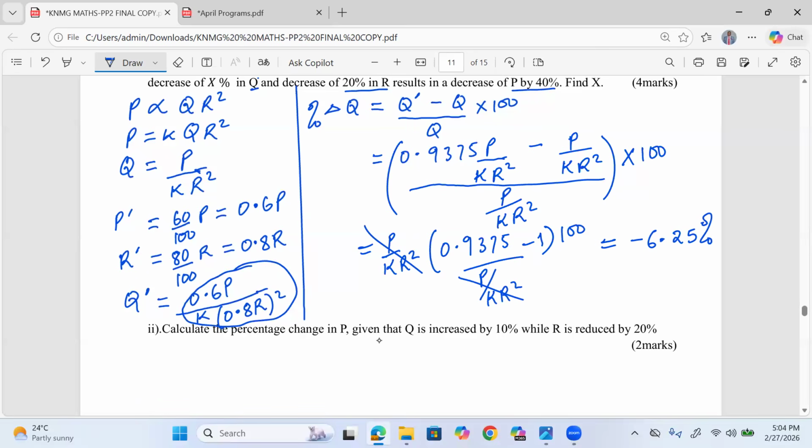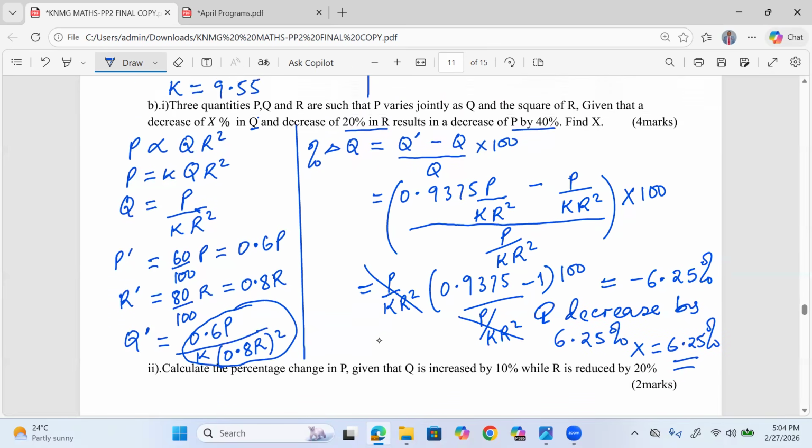Q decreases by... The negative is for decrease. The negative means a decrease. So when a percentage change is negative, it means a decrease by 6.25%, which is our value of X. So the percentage decrease in Q is 6.25.